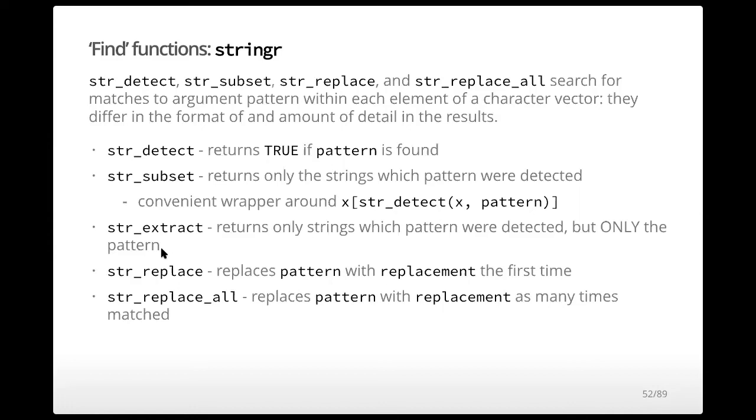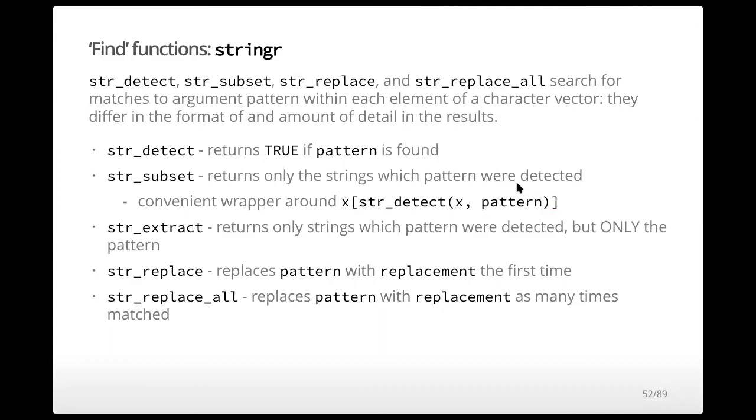So str_detect is one that's super, super useful with filter. It returns a true if that pattern is found and false otherwise. str_subset returns only the strings in which the pattern was detected. So it's very much like a convenience wrapper around X, and if you subset on the true values.